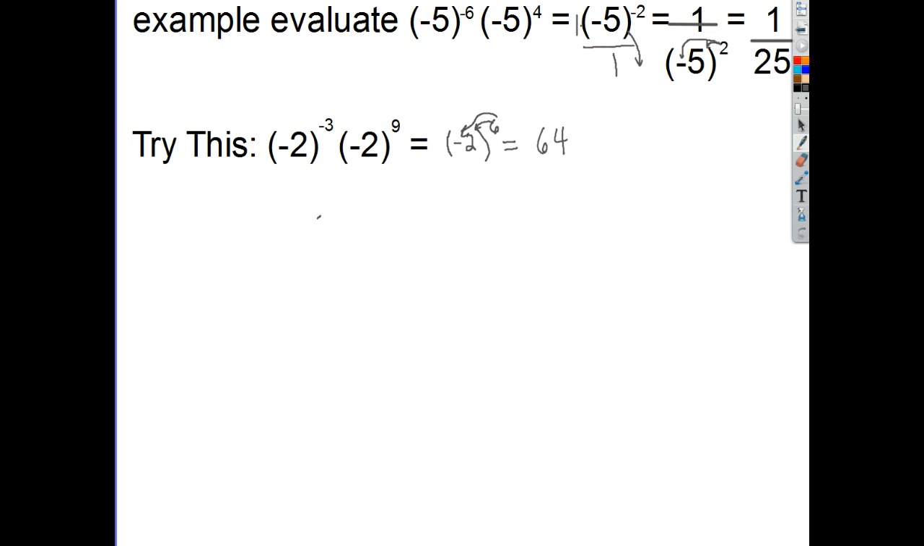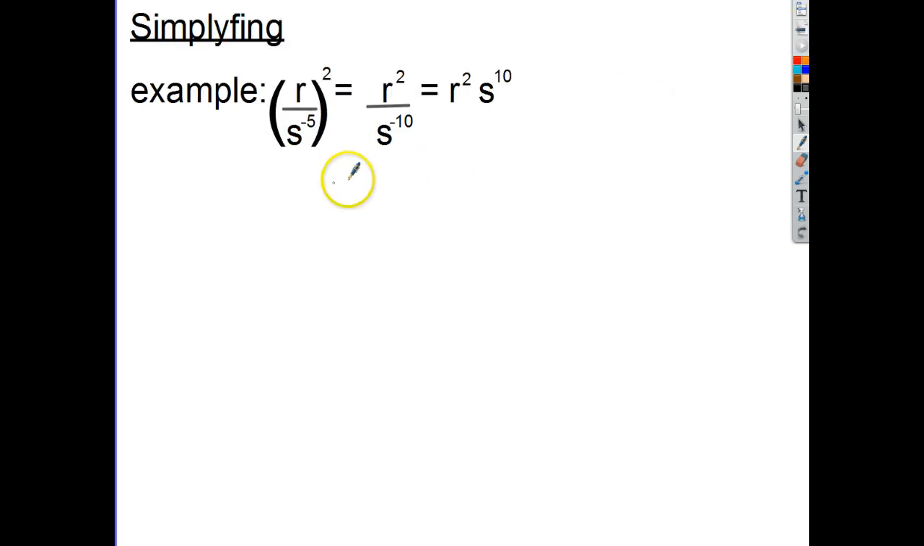All right, next problem. And that's going to be talking about simplifying. Okay, so here's a few examples of some maybe more complicated problems. But here we have a quotient that's raised to a power. So what we're going to do is imagine that 1 there. We're going to times that exponent by 2 and times this exponent by 2. We get r to the 1 times 2, 2. S to the negative 5 times 2, negative 10.